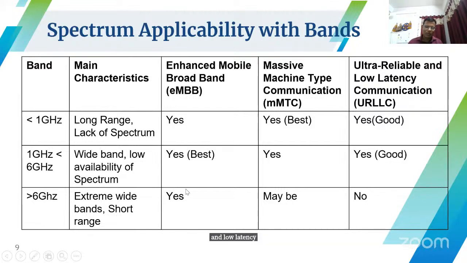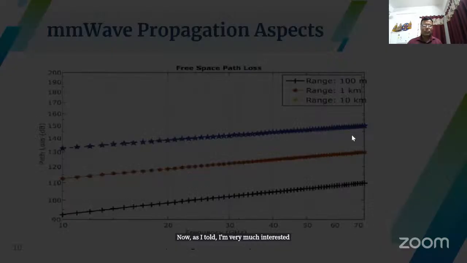It is not possible, primarily due to multipath loss in this particular band and the attenuation. So this is a brief summary of which band is available and in which different feature of 5G it can be utilized. It's summarized over here. Now, as I told, I'm very much interested in any propagation above 6 gigahertz.